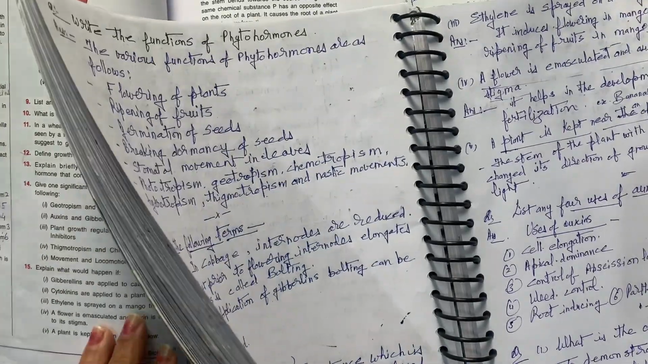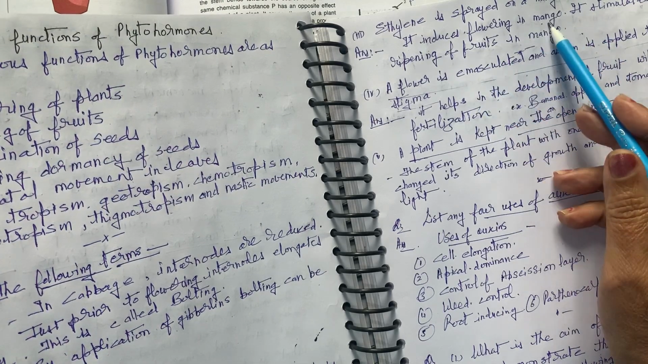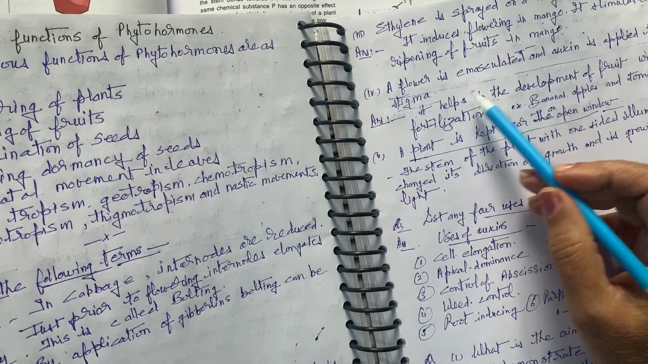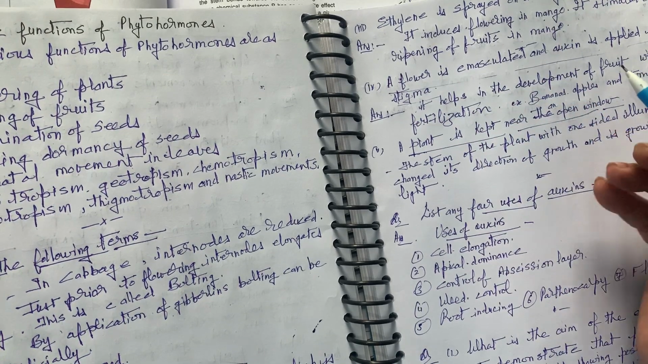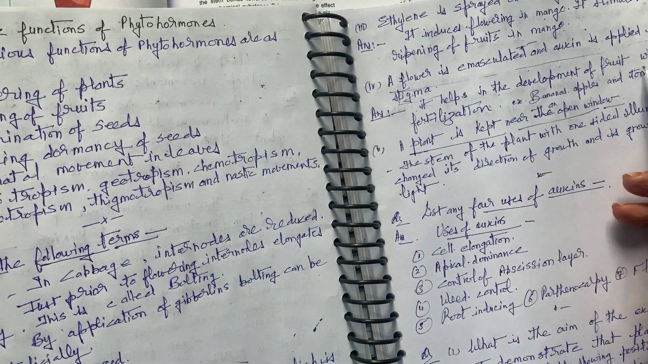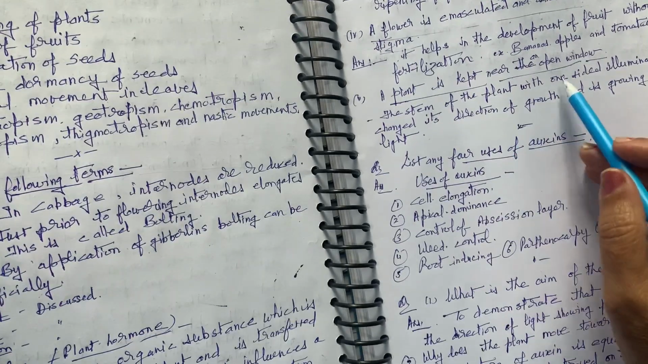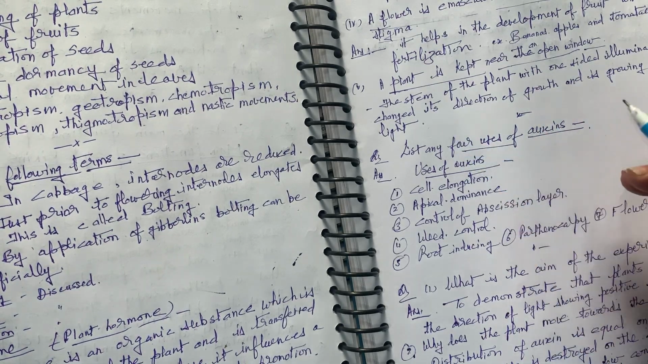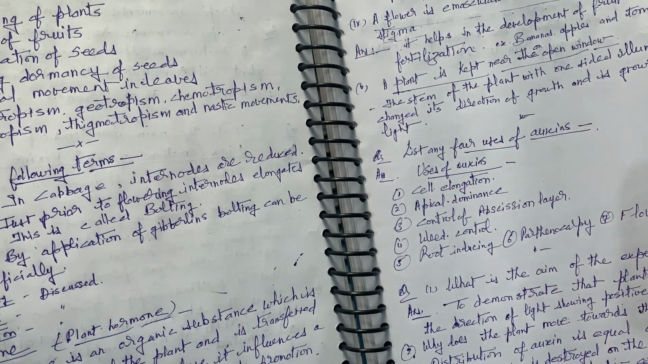And the third one, ethylene is sprayed on the mango tree. It induces flowering in the mango, and it also stimulates the ripening of fruits. If a flower is emasculated and auxin is applied to its stigma, then what? Emasculation means self-pollination is not done. In the emasculated flower, it helps in the development of fruit without fertilization. Examples: bananas, apples, and tomato. A plant is kept near an open window. The stem of the plant, with one-sided illumination, has changed its direction of growth and is growing towards the light, right?